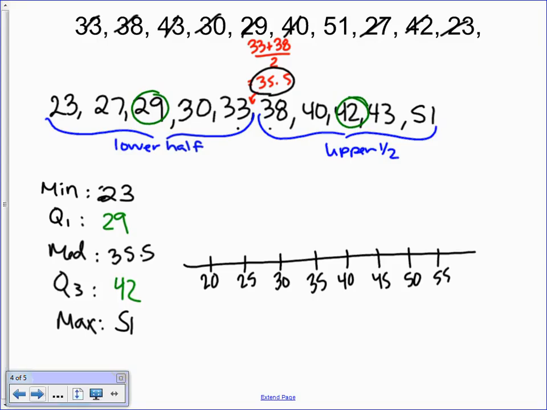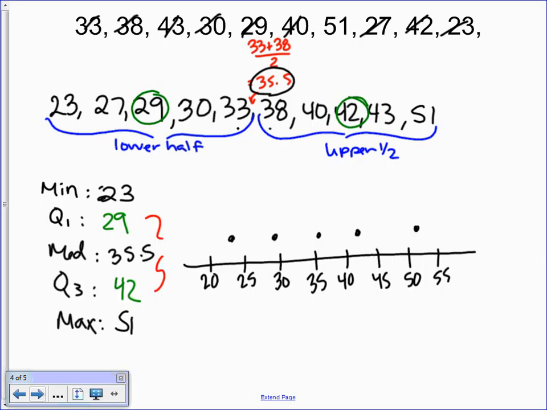When I create a box and whisker plot graph, I generally just plot all 5 points above that line, all at the same time. So I'll plot 23, 29, 35.5, 42, and 51. So I got all 5 points plotted.